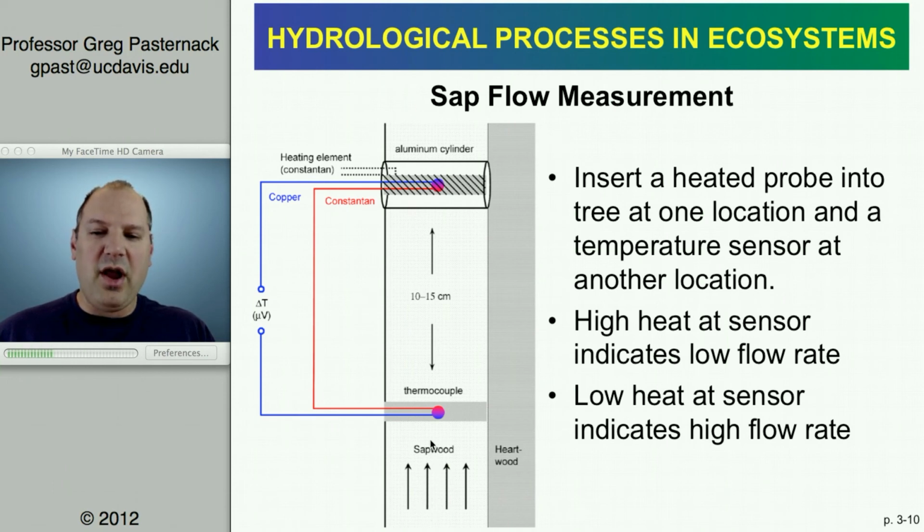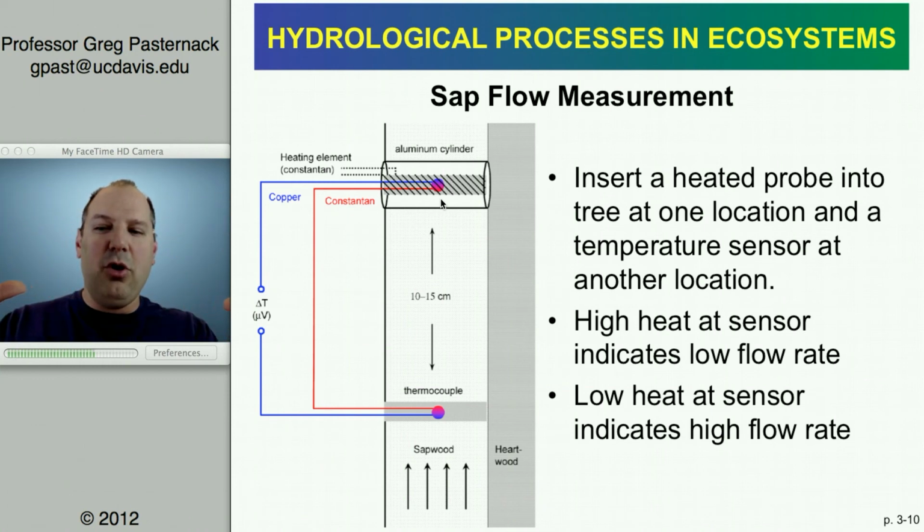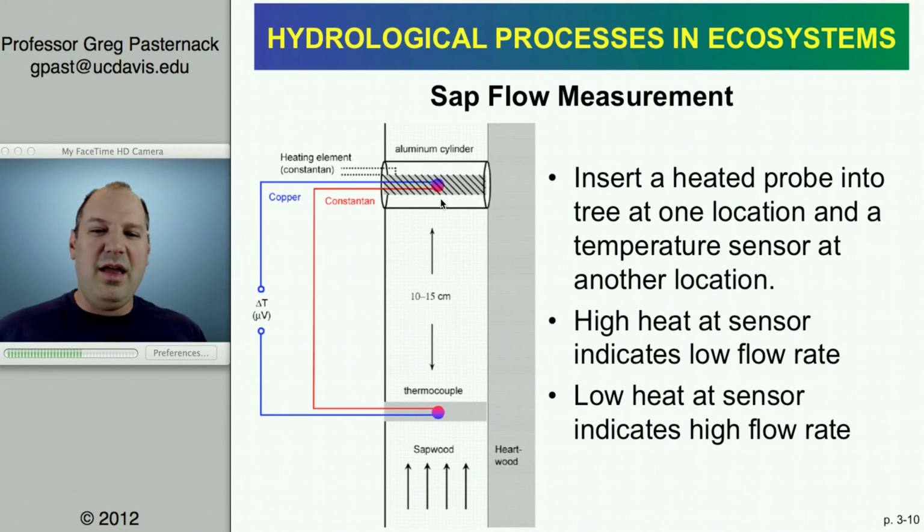So as the water is flowing up, we'd like to know what that velocity is. What we do is we insert a heating element at some location in the tree. Now in the absence of flowing water, if the water was just standing in the xylem, then as we apply heat to that heating element, you would expect the heat to be moving up and down equally. And so we would get a bell curve of heat moving away from the heating element.